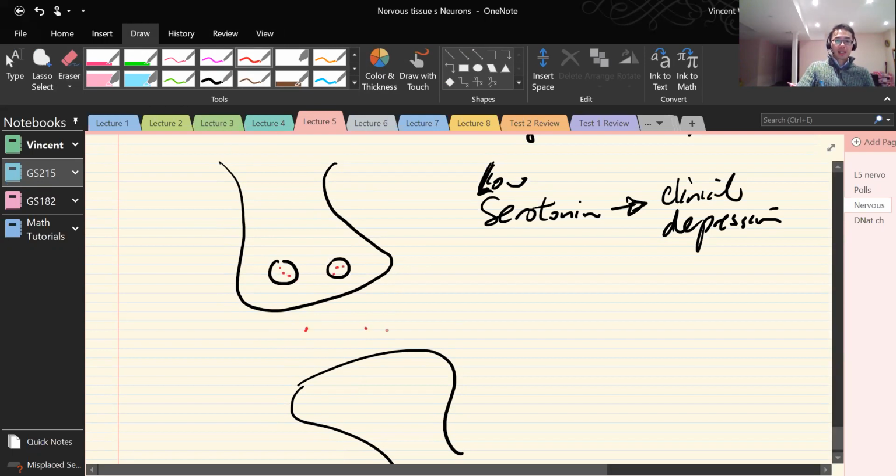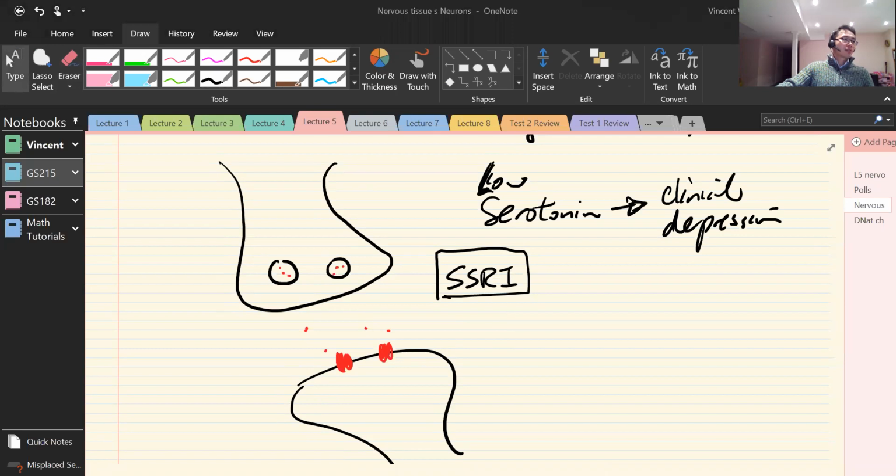So when they get released into the cleft, there's a receptor there for it, but you don't get a lot of stimulation. They might bind to it, and then you would take them back up into the vesicles, and that would be it. To fix this problem, instead of giving them serotonin, you give them what's called an SSRI, serotonin reuptake inhibitor. I forgot what the other S stands for, but I think that's what they're called.